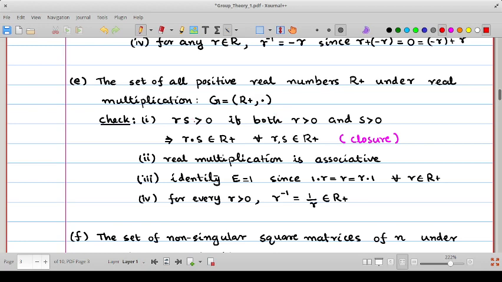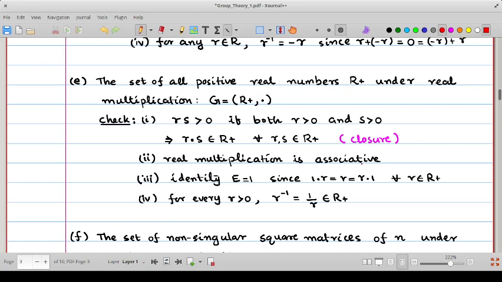For any two elements R and S of R plus, since they are elements of R plus, R should be greater than 0 and S should also be greater than 0. In that case, the product RS, that is the result of real multiplication of two positive real numbers R and S, will also be a positive real number, and therefore R composition S is also an element of R plus, the set of positive real numbers. So the closure property is satisfied. Now real multiplication is associative, so associativity is also satisfied.